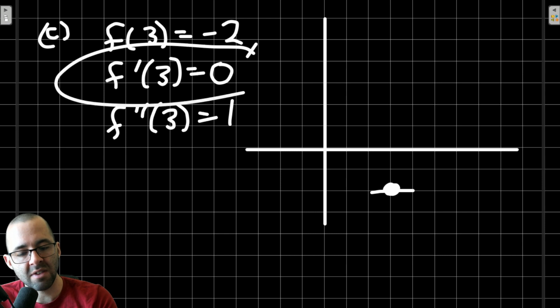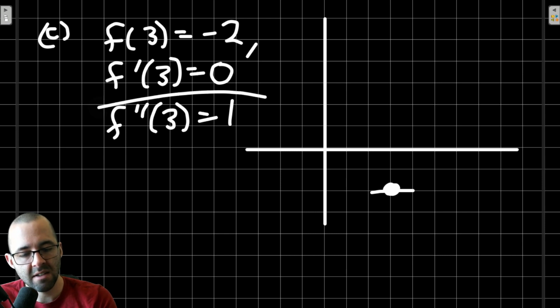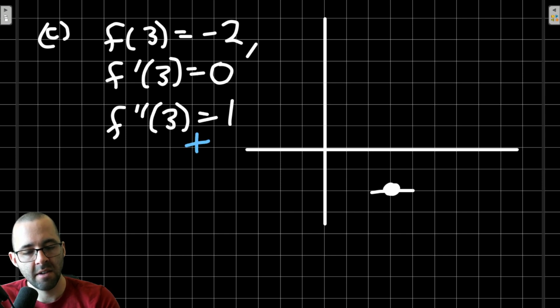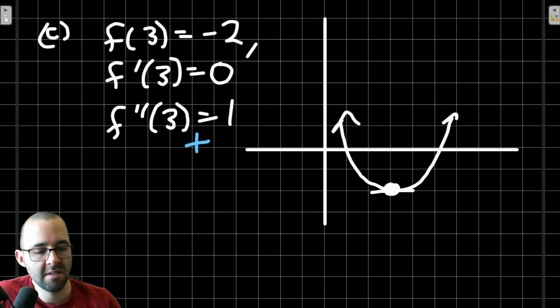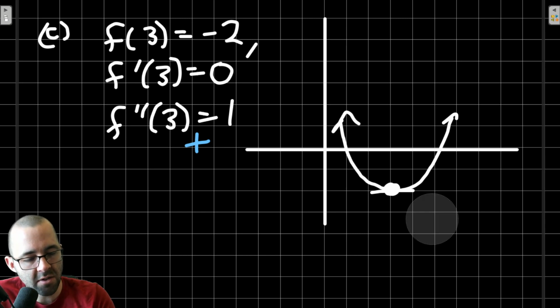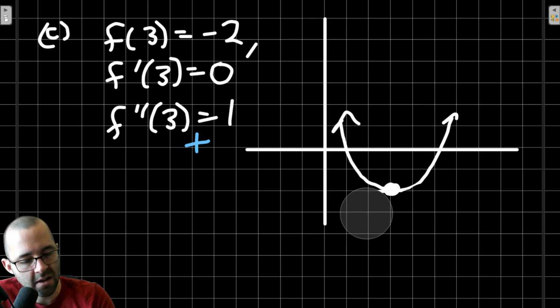The first derivative is 0. The second derivative is 1. Second derivative is positive, right? Which means it kind of looks like an upwards parabola. And again, it has to kind of flatten out right there. So maybe it looks like this. We don't really know a lot about this function, only around this point. All right. So that's just what part C is asking for.